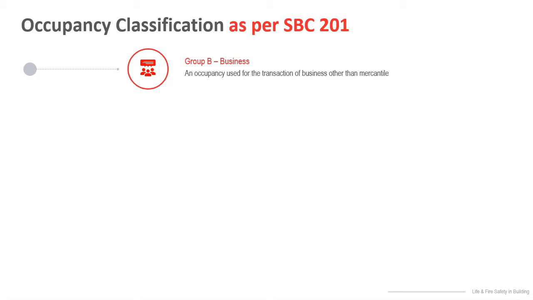Another occupancy classification is Group B, which is business, an occupancy used for transaction of business other than mercantile. We have only one category, and an example of Group B is offices.